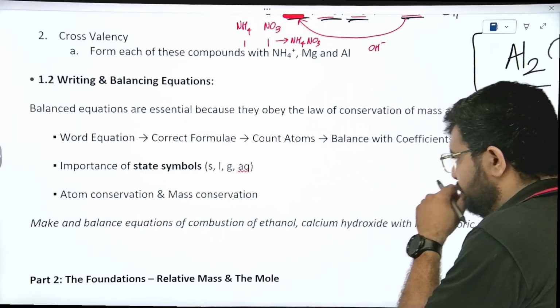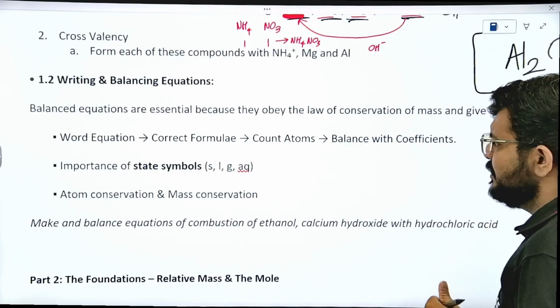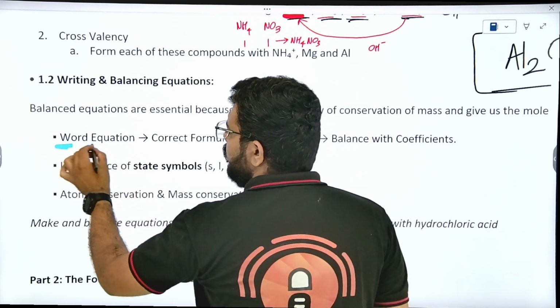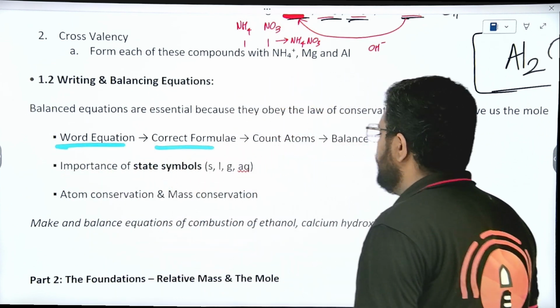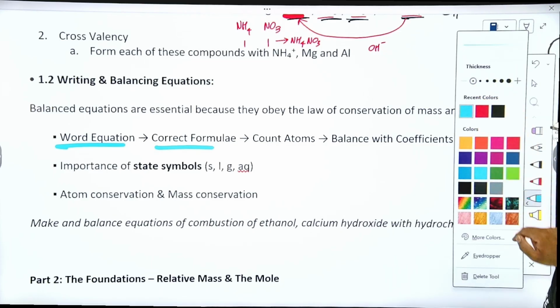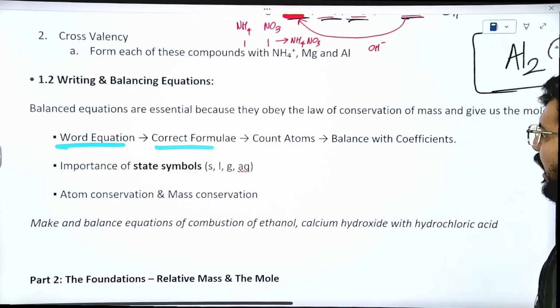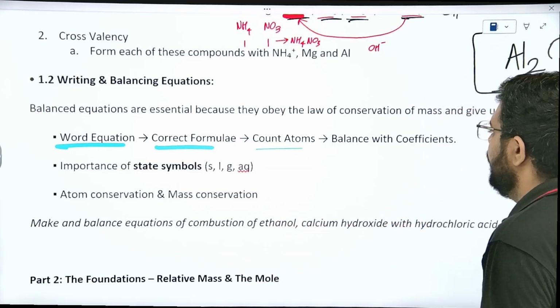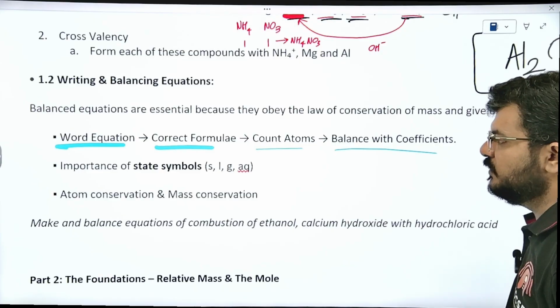If that makes sense, let's understand. So how do we write it? From a word equation we first find the correct formula. We've just understood how to write the formula, so I think that should be good enough for you. After that we should count the number of atoms on each side and then balance with the coefficients, right?